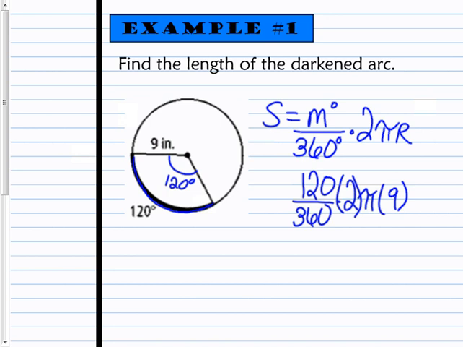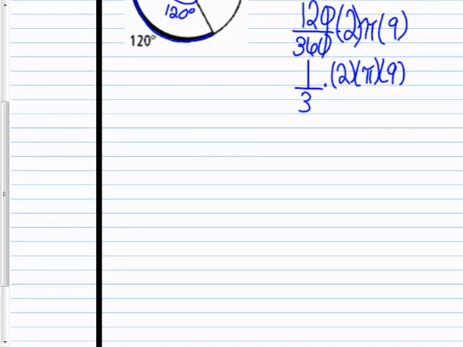So I'm going to go ahead and reduce. I know that this can reduce down to 12 over 36. 12 can go to 12 one time, and 12 can go to 36 three times. So this reduces down to 1/3 times 2 pi r, which is 9. Nine times 2 is 18. 18 times 1 is 18, divided by 3 is 6, so 6 pi, and our units are in inches.